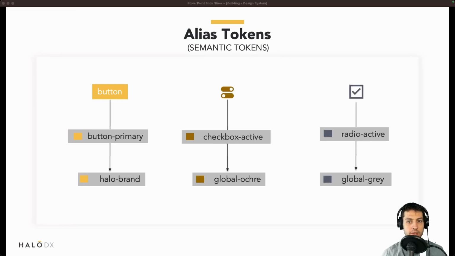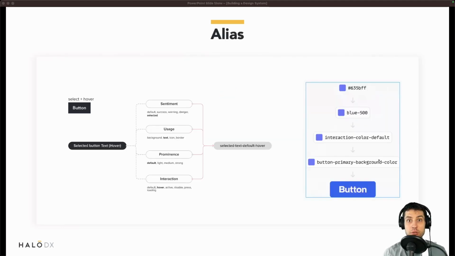If we need to update the value for multiple tokens, then we update the semantic value. And if we need to update the value across the application, then we update the global token. It is useful to have a convention for naming specific tokens so that they are easily recognizable.